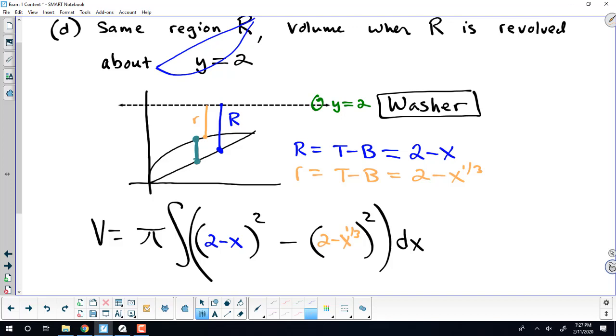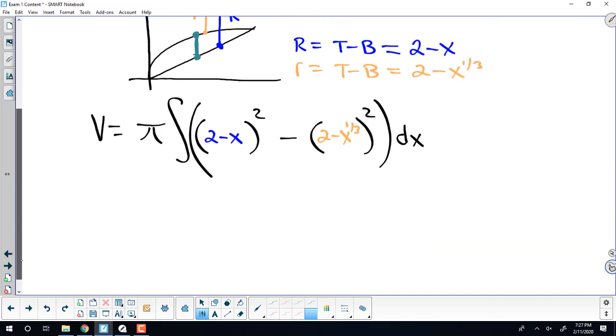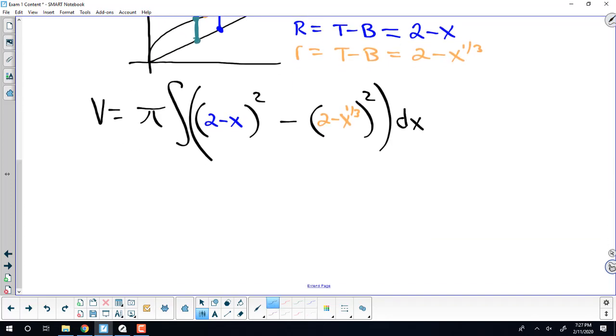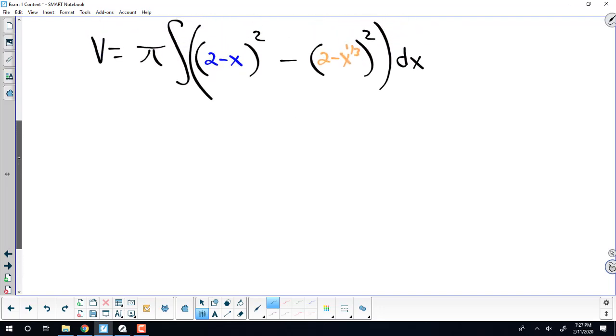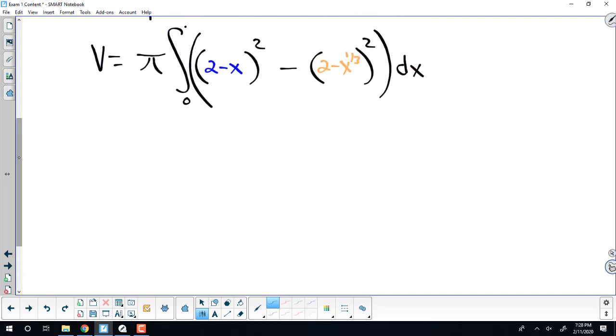Does anyone have questions on this? What would be different if we used the shell method from what we had previously? With the shell method, only one thing changes. Oh, sorry, still the same bounds.